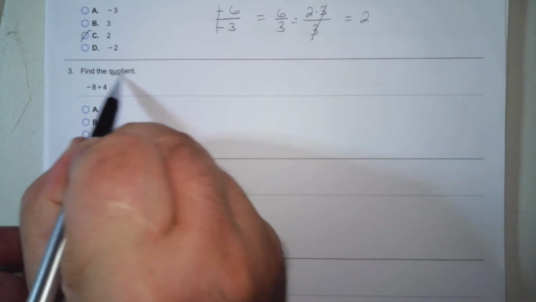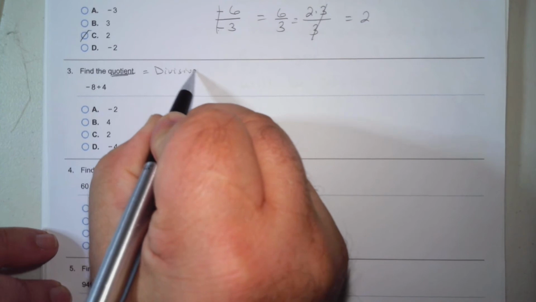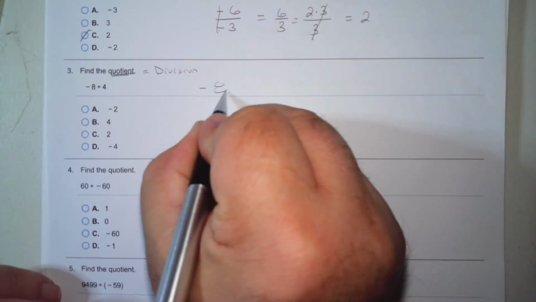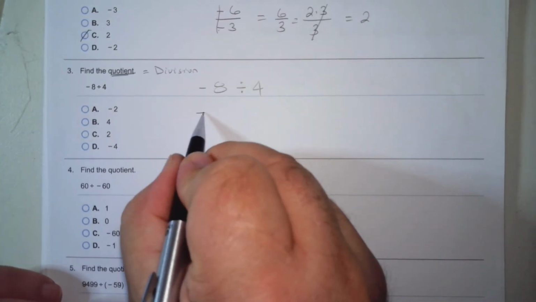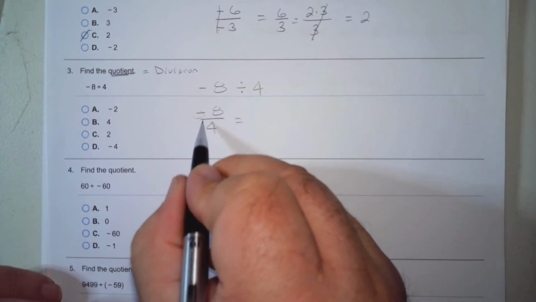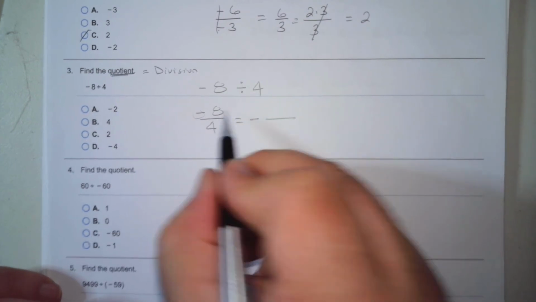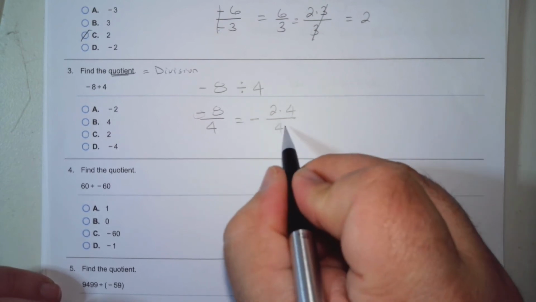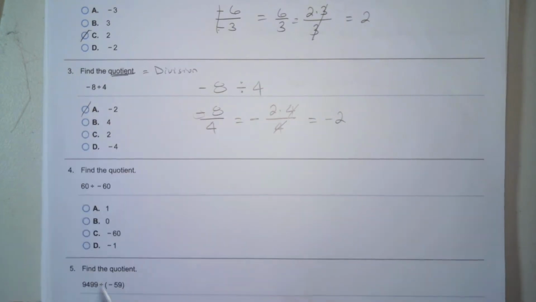Find the quotient. Quotient is just another way of saying division. Negative 8 divided by 4. There's only one negative, so the answer is negative. 8 is made up of 2 times 4 over 4. So the 4's cancel. The answer is negative 2. A.